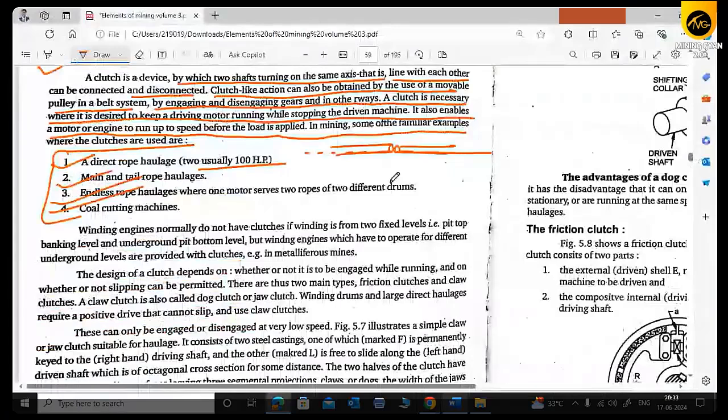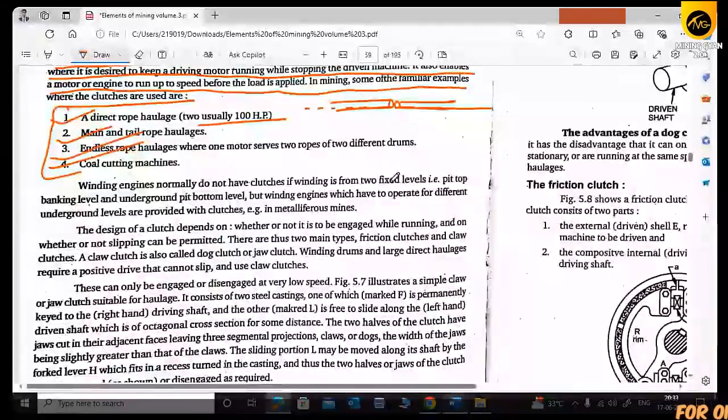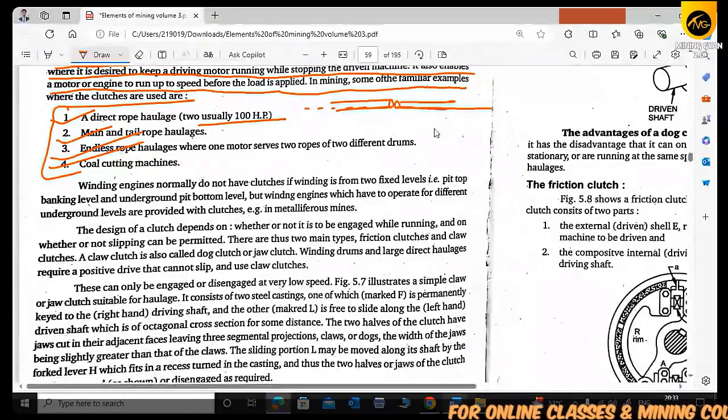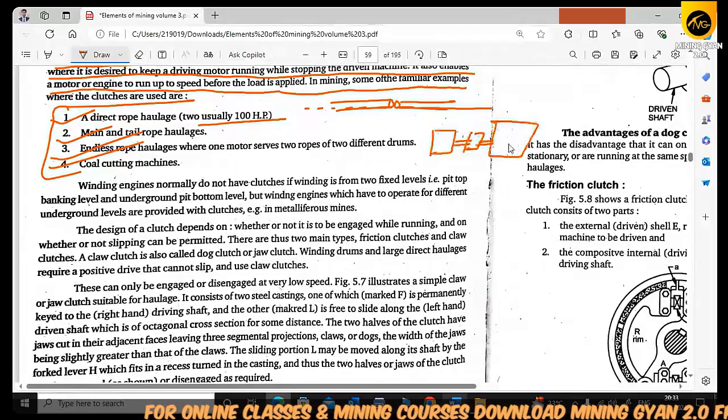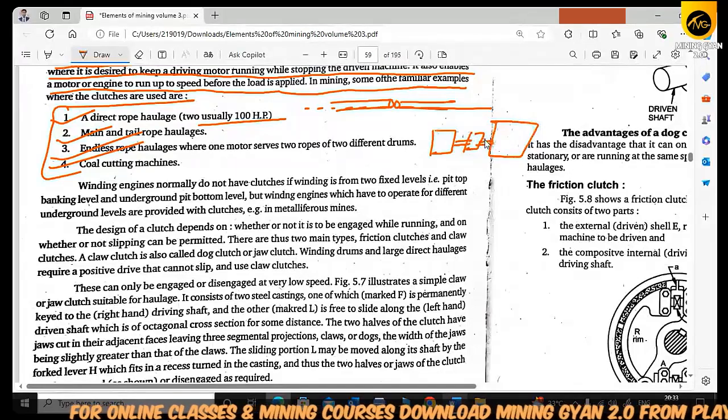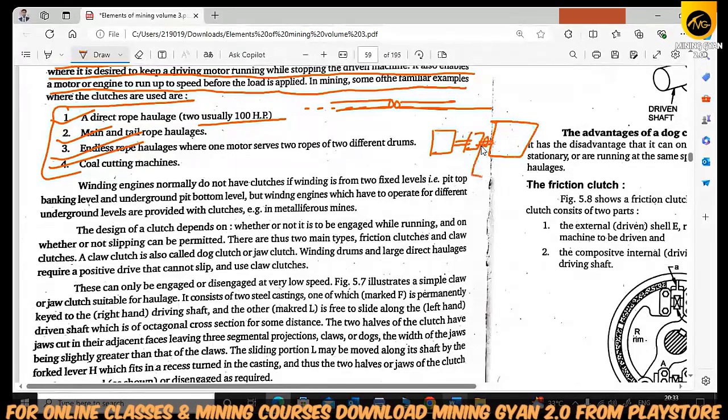So coming to our theoretical knowledge about the clutches. As we know, it is used in dip haulage. Whenever we use haulage, whenever there is a drum, there is a motor, from the motor there is a gear coupling, and from the coupling there is a drum. From this drum, a clutch system is fitted, whose lever is operated by the engine driver. So whenever we want to increase the speed, we can disengage or engage these clutches.